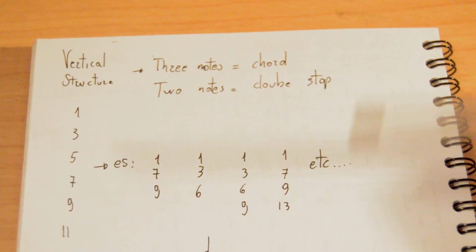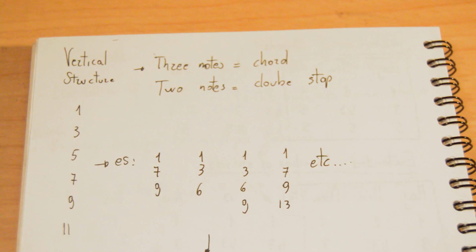Two notes is a double stop, so it doesn't really qualify as a chord, although you'll see when we discuss power chords later in this lesson, I made an exception there. So three notes out of 7 is your Ionian chord. That's the way I see it. I don't see any other rules.